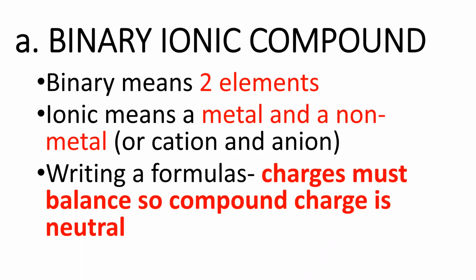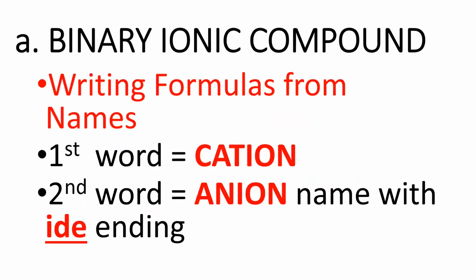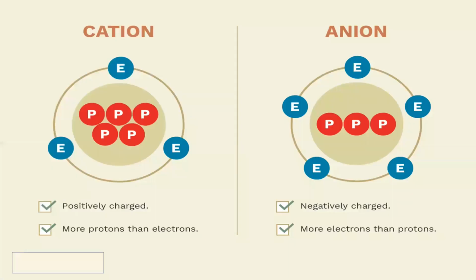As part of the review also, remember, a cation is the one that loses two or more electrons. And an anion is the one that gains two or more electrons. Now, in writing these formulas, the first word is a cation, the second one is an anion, and the name of the second word ends with IDE. Those are the cases for the binary ionic compounds.